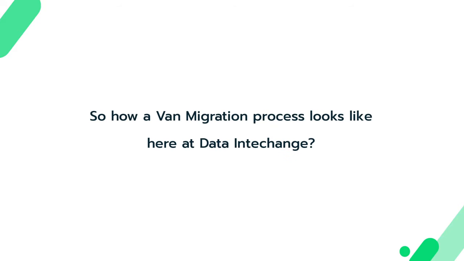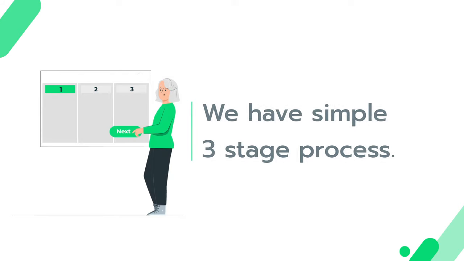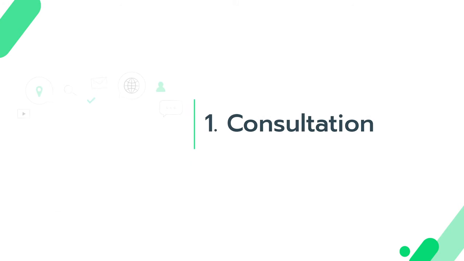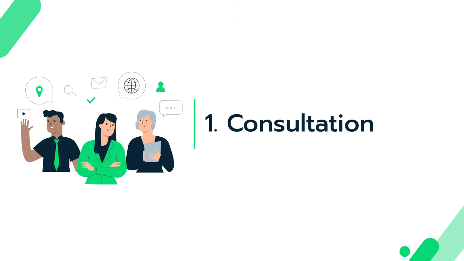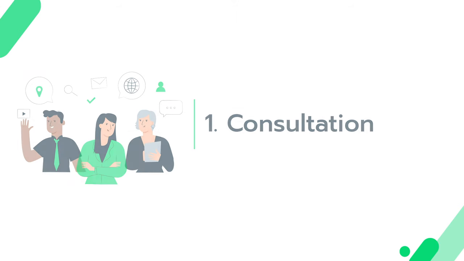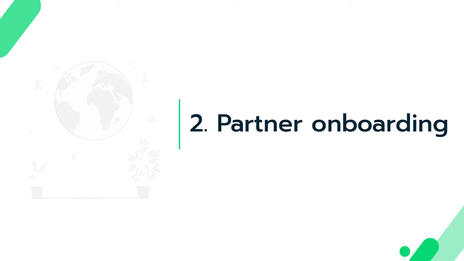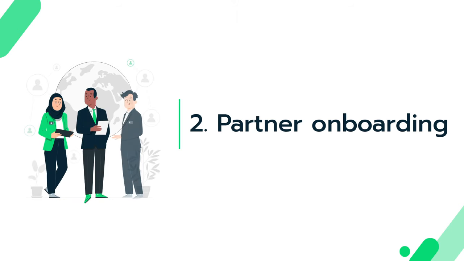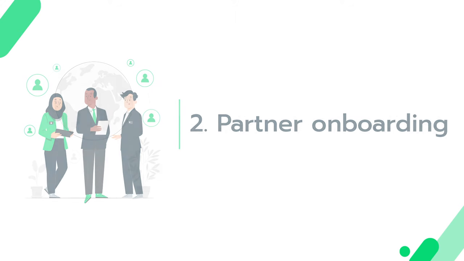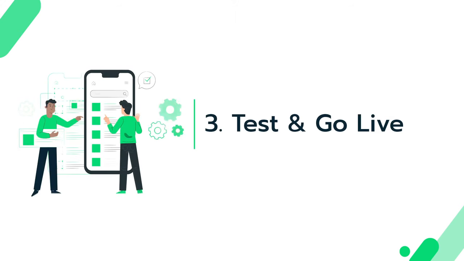So, what does a VAN migration process look like here at Data Interchange? We have a simple three-stage process. We will consult with you to get the key requirements to start the migration process. We will configure all trading partner connections and help you make any local system changes in preparation for the migration date. We will test the migration and monitor your trading partner connections during the migration process.